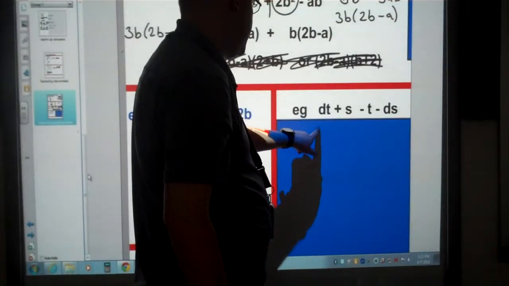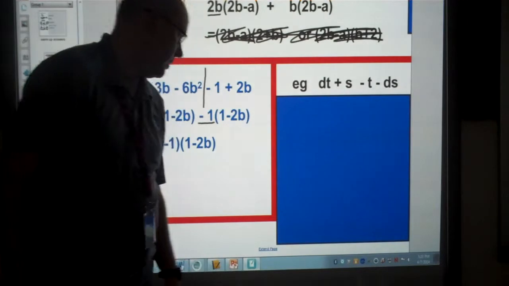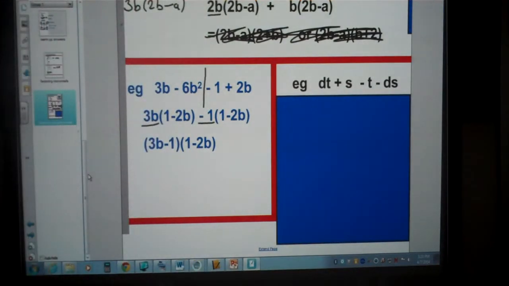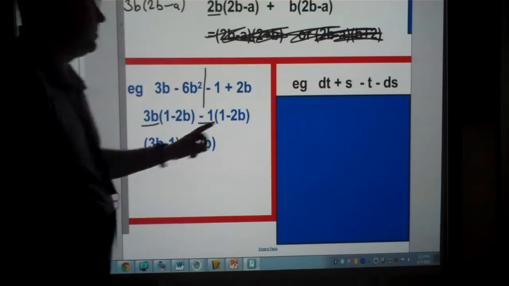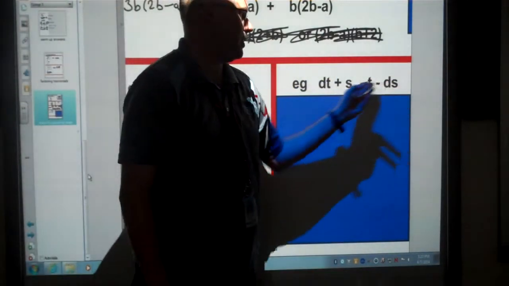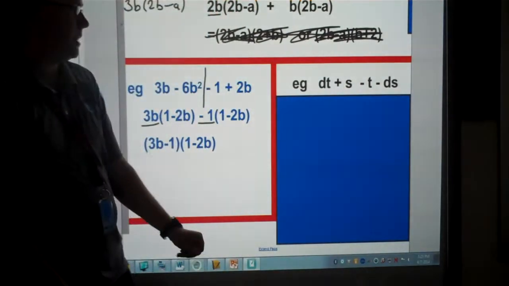Now, once you start to get the idea for these, it all seems very nice until you get to this question. So, split it down the middle. We've got dt plus s. And there is no GCF here. These are all different letters. And same for the other half as well. There is no GCF for this.